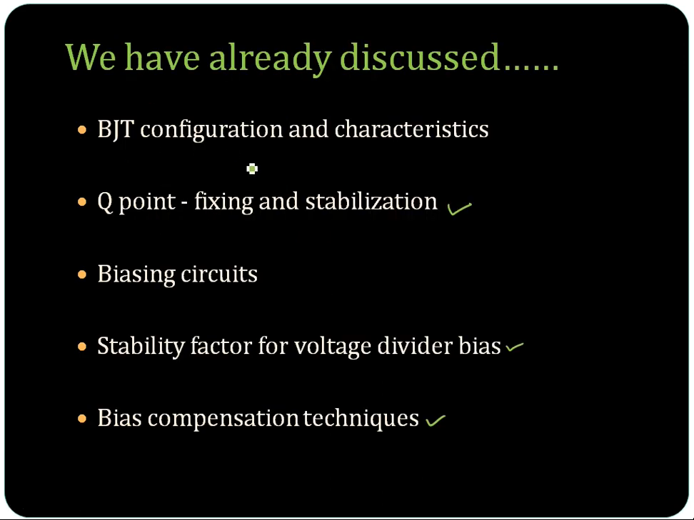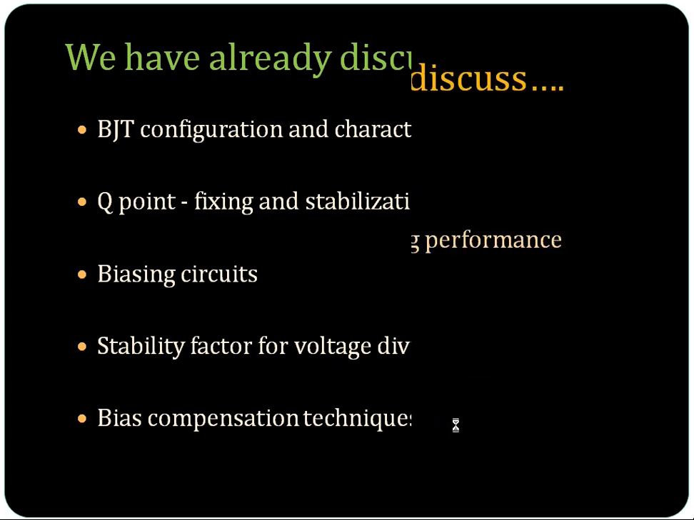We have already discussed the BJT configuration and characteristics, the fixing of Q point and its stabilization. We discussed the requirement of biasing circuits and different types of biasing circuits, their relative merits and demerits. We also derived stability factor for voltage divider bias and bias compensation techniques.